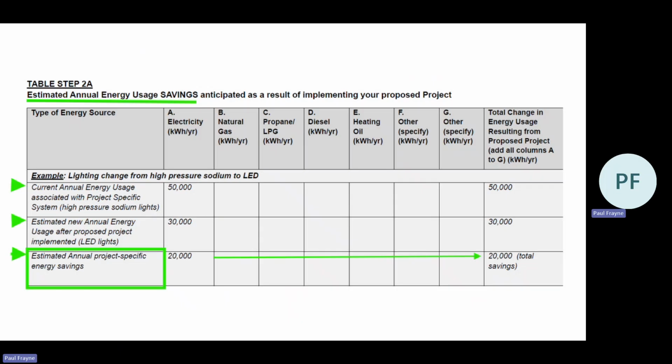Estimate the annual energy usage associated with operating your current system, baseline energy usage of the specific project. Then estimate energy usage associated with your proposed energy efficiency project, which will allow you to calculate the anticipated energy savings associated with your proposed project. All energy usage must be in kilowatt hours and reported on an annual basis.